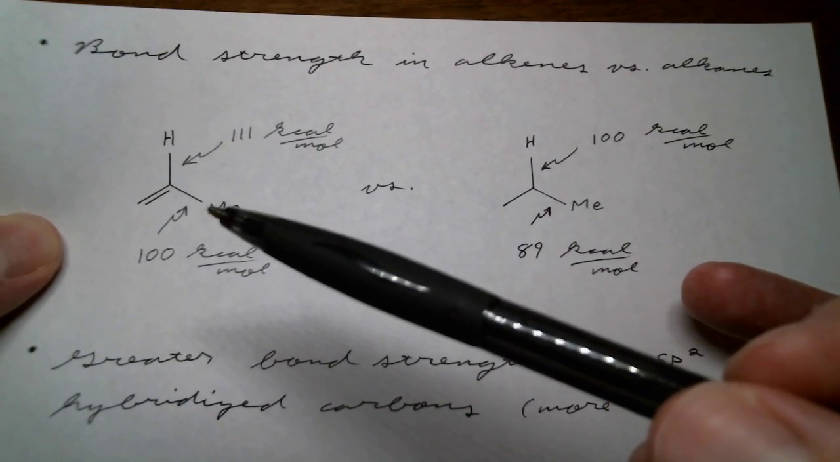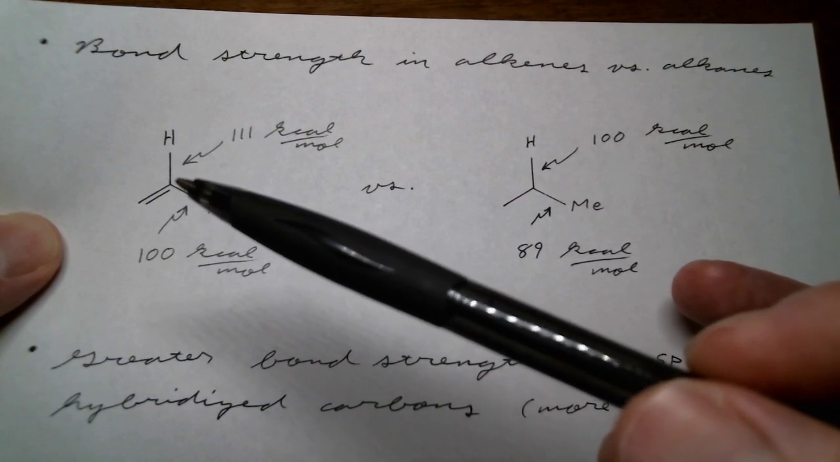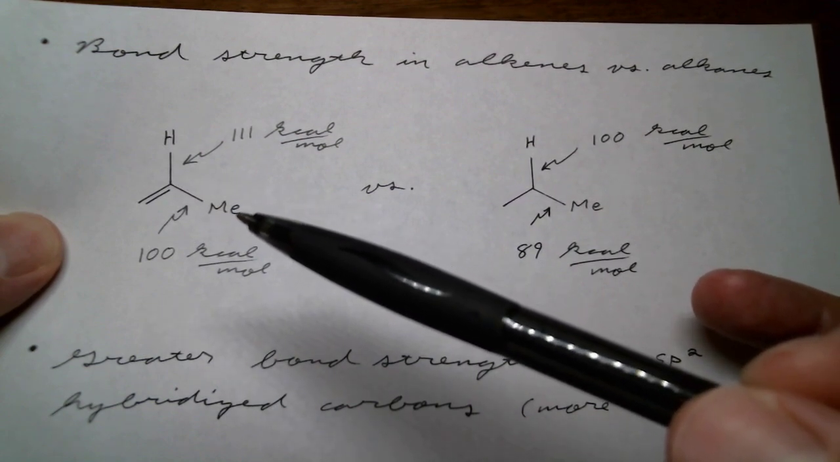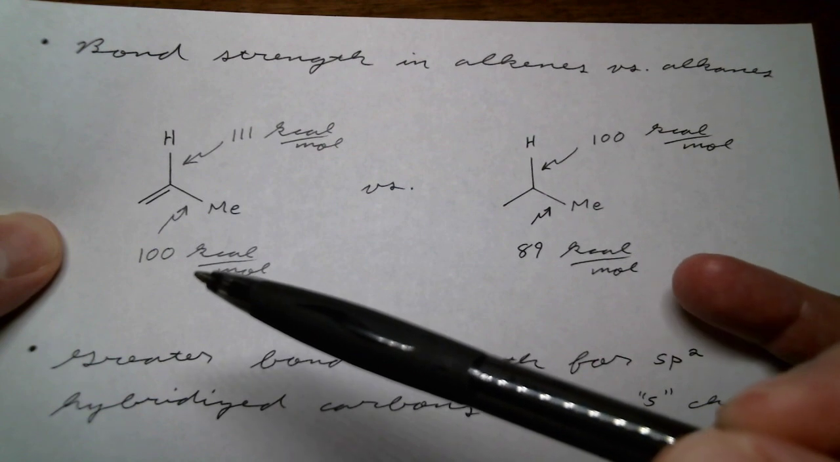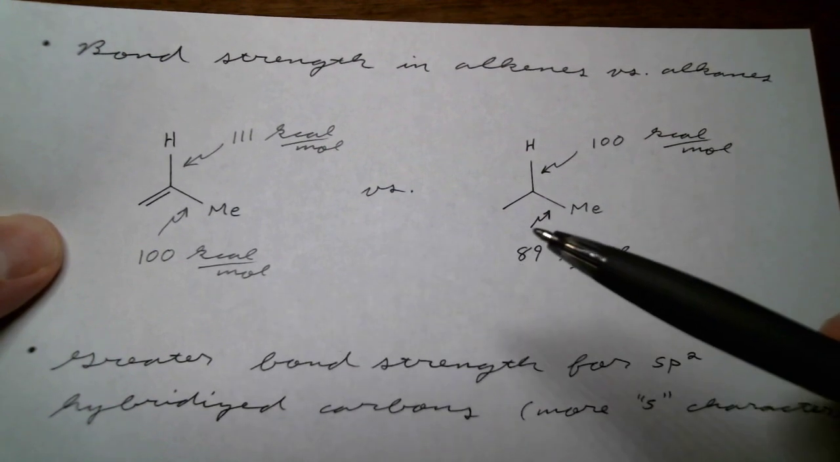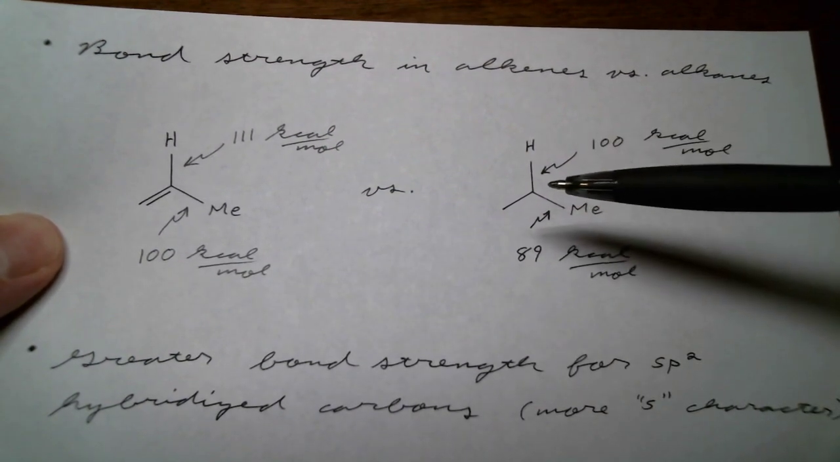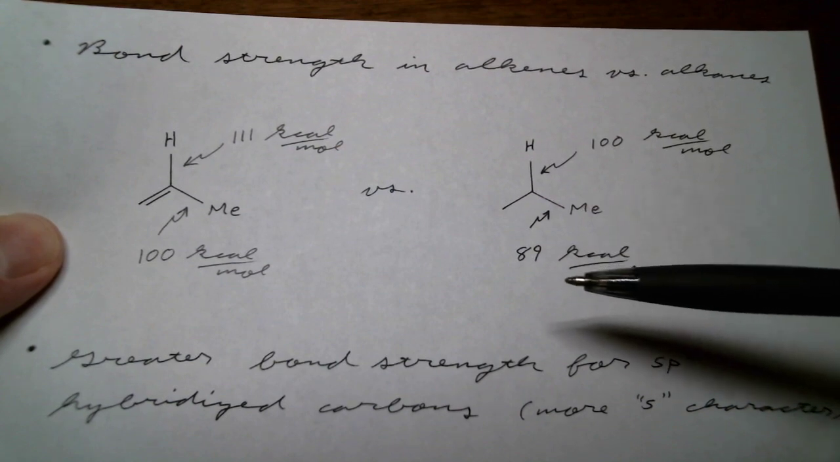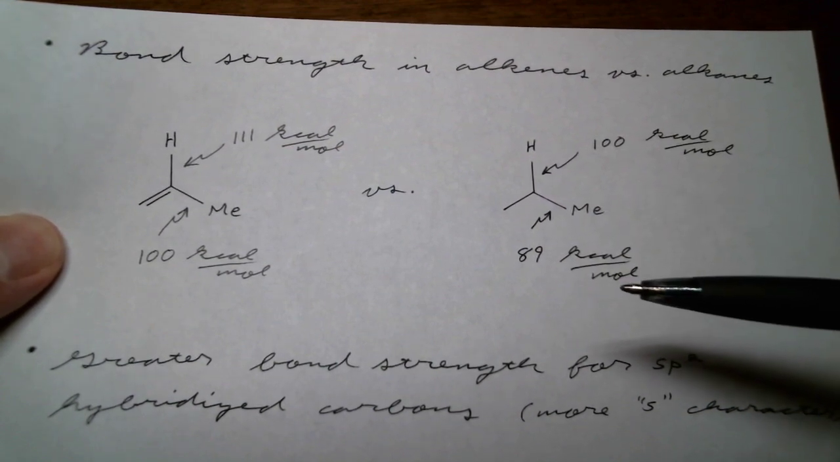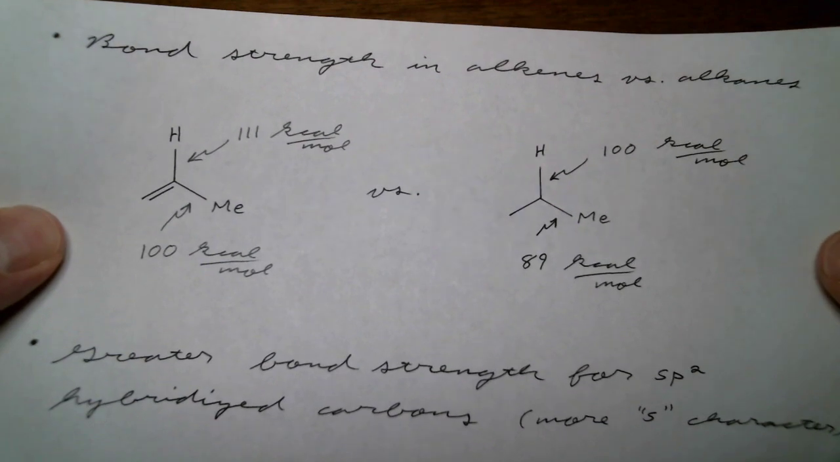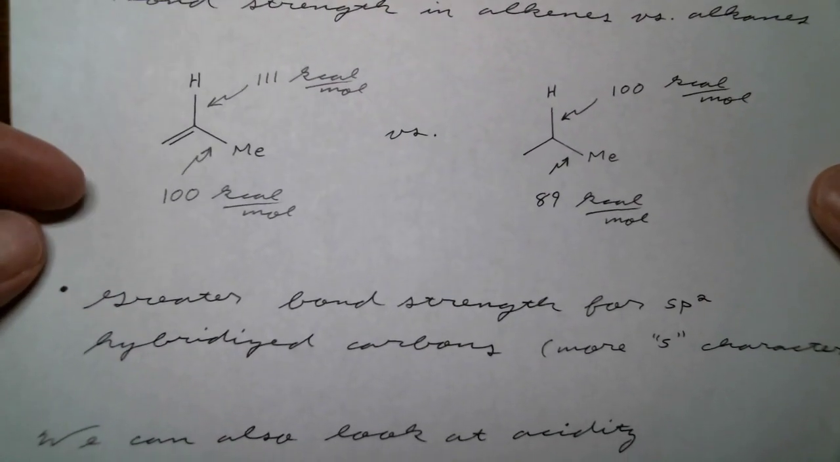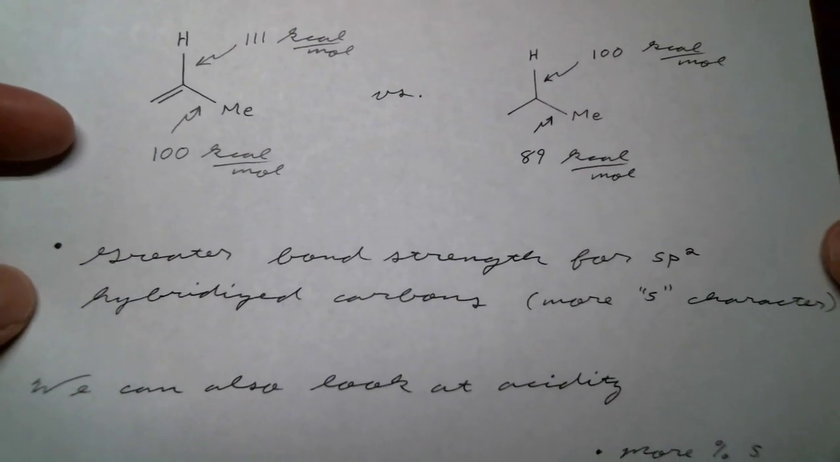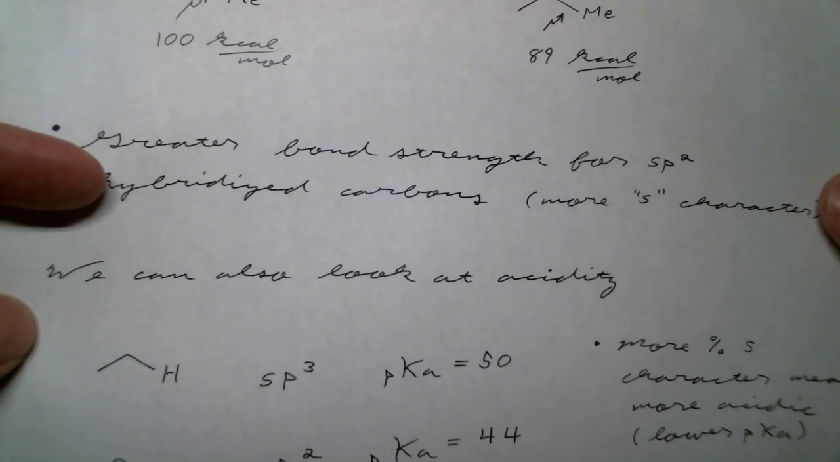How about the carbon-carbon bond? Here we have an sp2 hybridized carbon with an sp3 hybridized carbon. That's worth about 100 kcals per mole. Well, the sp3-sp3 carbon-carbon bond is maybe only worth about 89 kcals per mole on average. So greater bond strengths for sp2 hybridized carbons. There's more s character. We could also look at acidity.